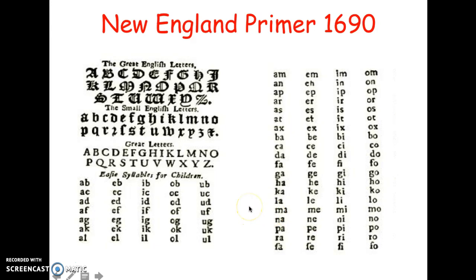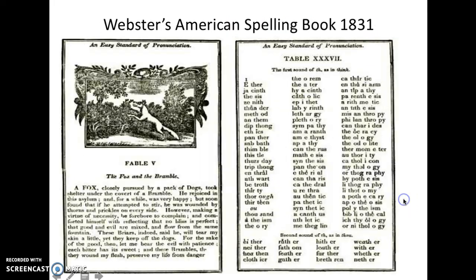This is a New England primer from 1690, and you can see these are syllables that children would learn to pronounce, so using short vowels and consonants. What we call today a rhyme or a word family. So the ob word family would have words like rob, sob, bob, cob, but this was probably used in a slightly different way back in 1690.